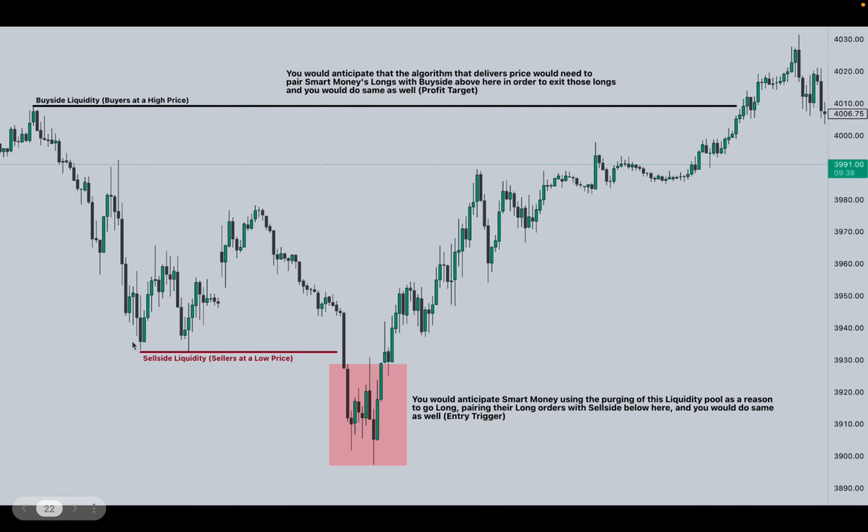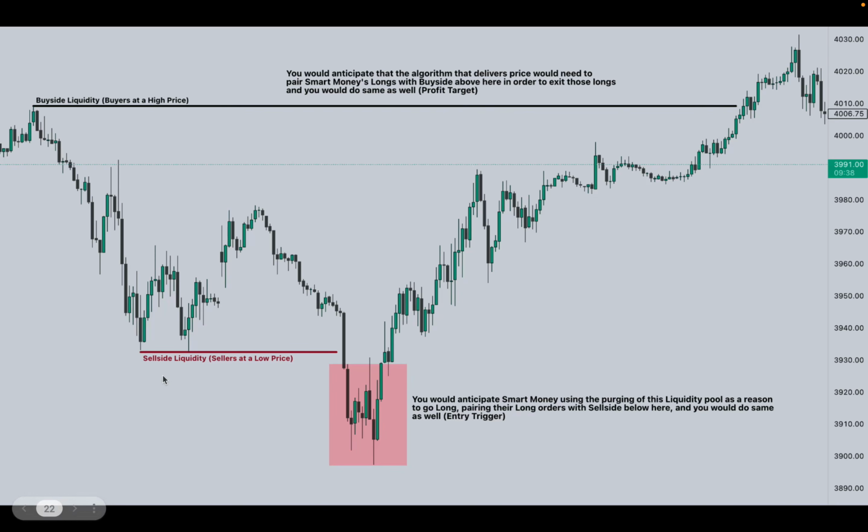We have relative equal lows, all right? Price dropped, rallied, then dropped again, then rallied. What is retail going to be seeing this as? They're going to be seeing this as support. So they're going to be thinking that when price comes back down to this level, to this area, we're going to see another rally higher.